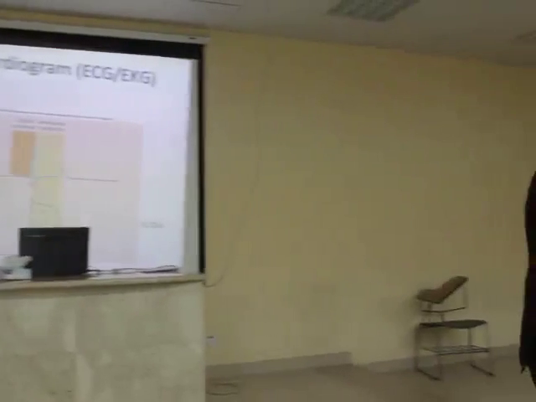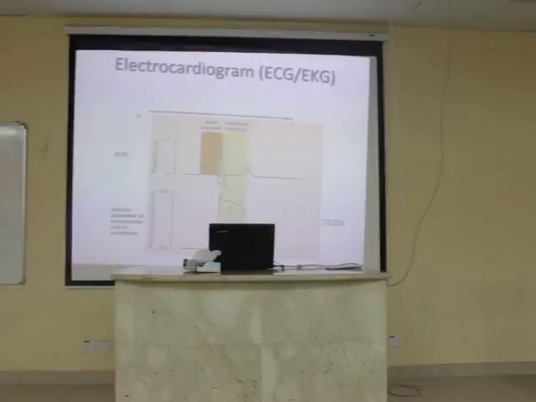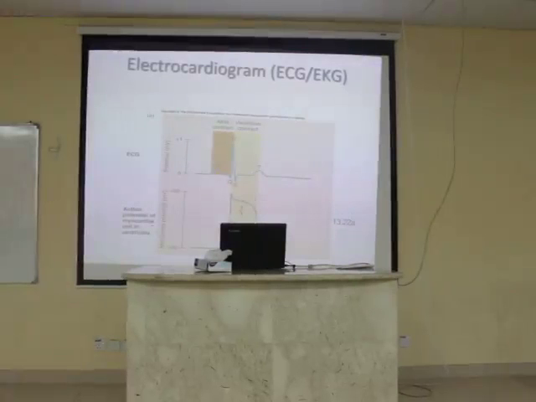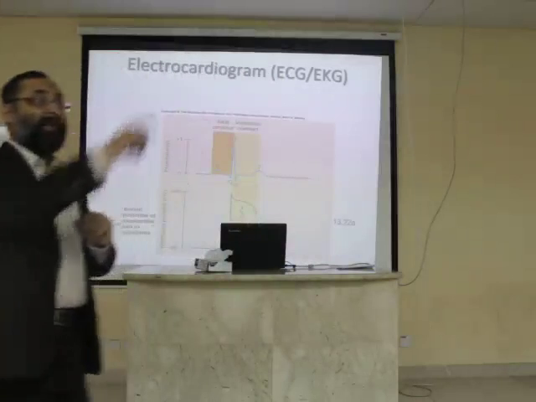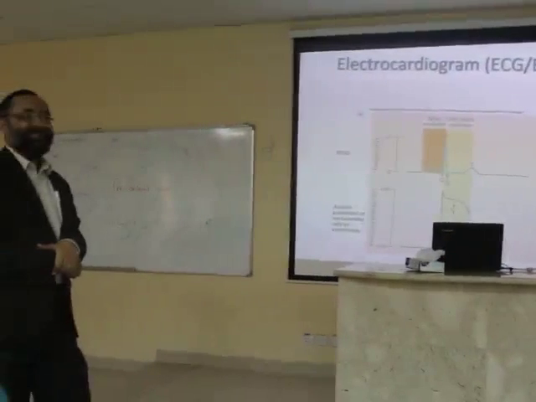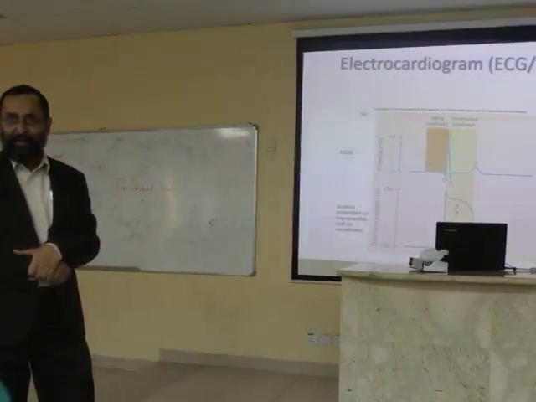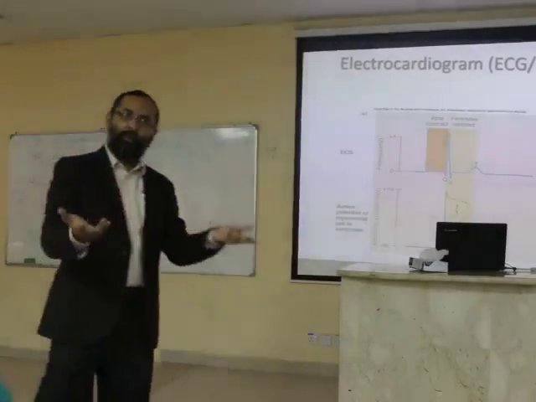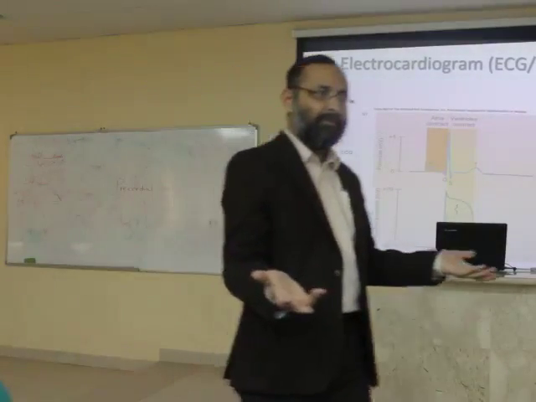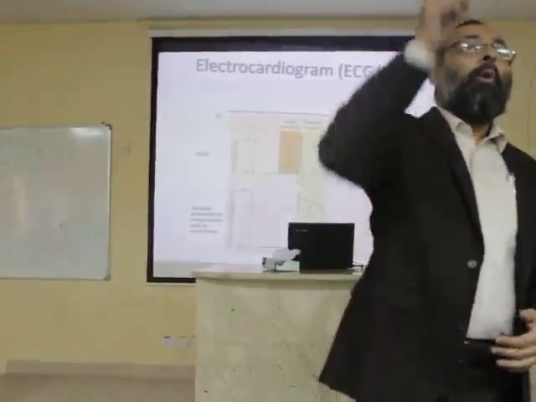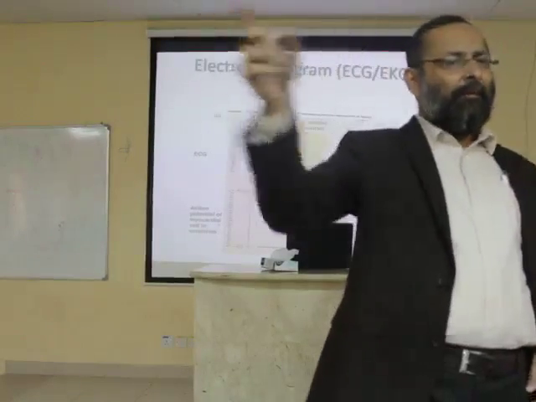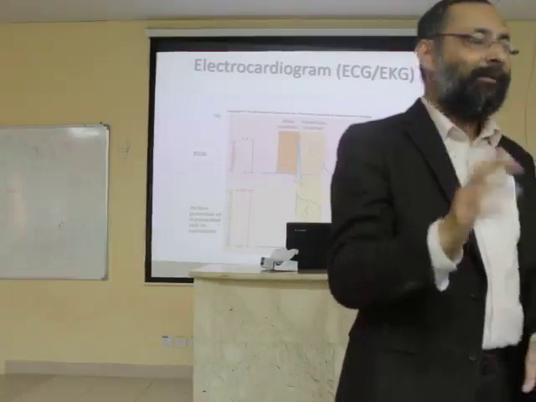what do I include? How many waves are coming? Five waves are coming. How many segments are coming? Three. From one R wave to the next R wave, three segments. Two waves in three segments. Is it giving you a complete ECG activity? Yes. One R wave to the next R wave, if you closely look, you will find.